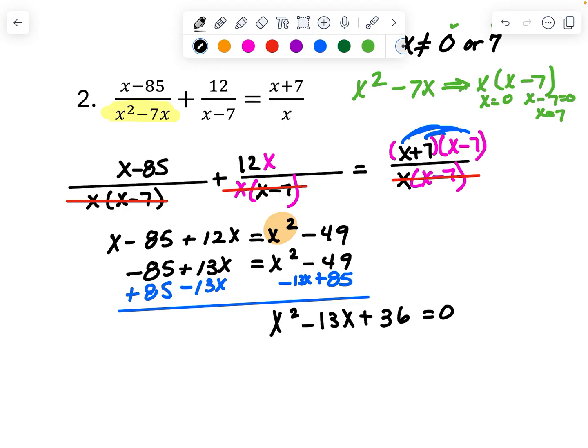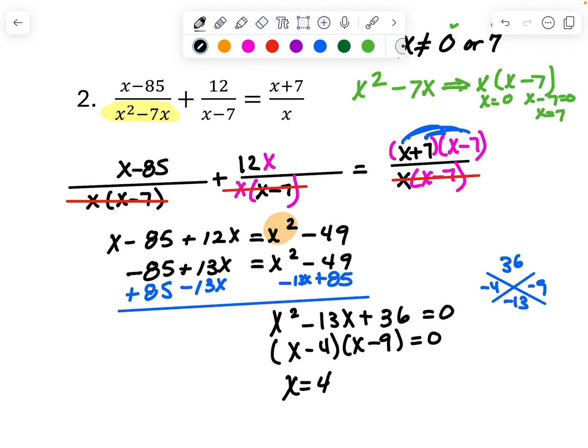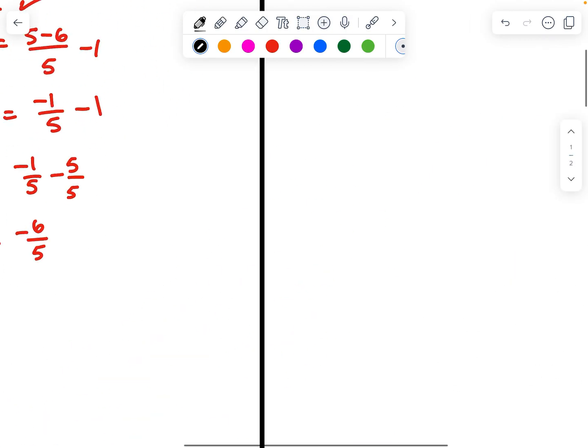And then this quadratic is factorable. X minus 4, x minus 9 equals 0. Those are factors. Factors of 36 that add to negative 13 are negative 4 and negative 9. So my answers are x equals 4, x equals 9. Okay, let's try another.